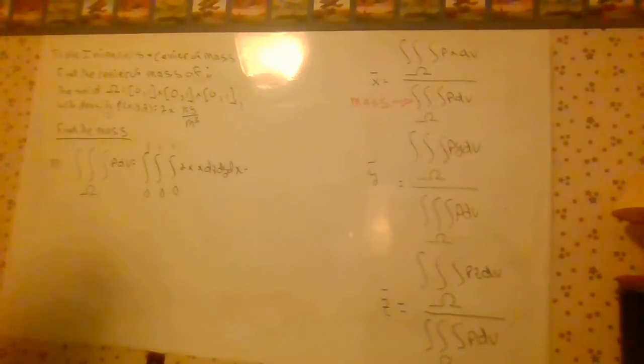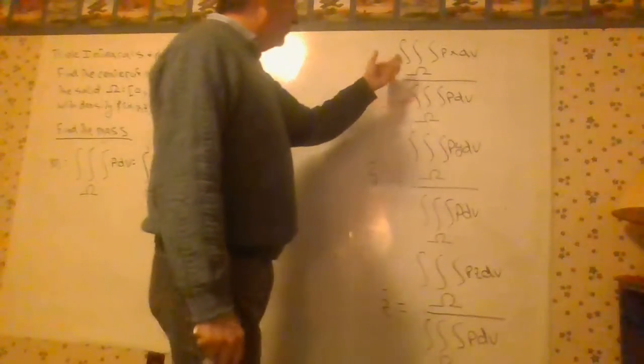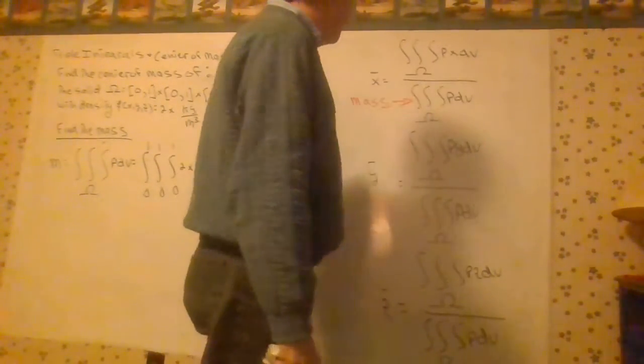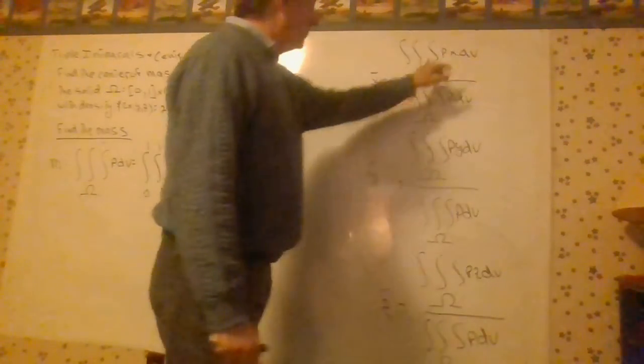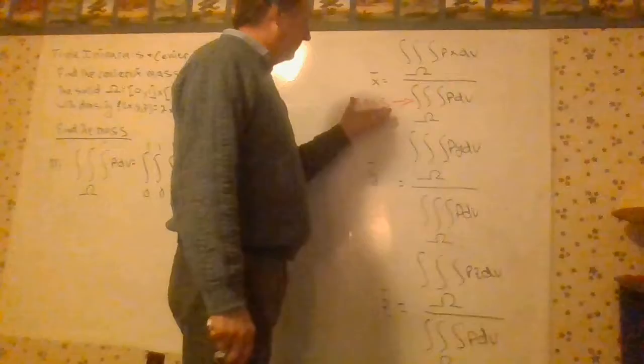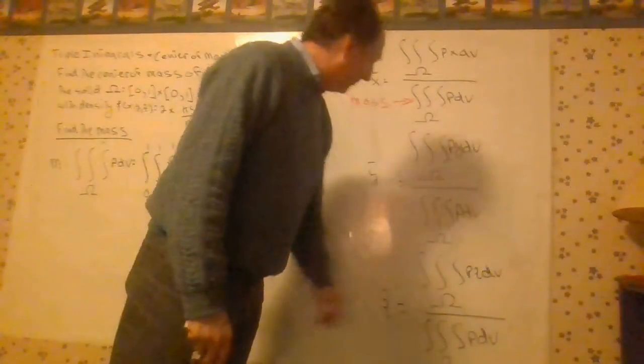Triple integrals and center of mass. Here's a very simple formula. X bar is just a triple integral over the solid region of rho x dV. And rho dV is an element of mass. And if we integrate rho dV, that will give us the mass. The mass appears in the denominator of all three of these.